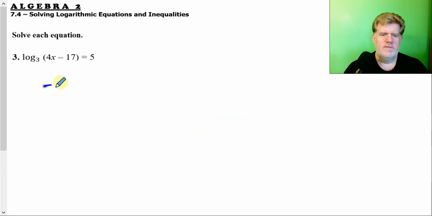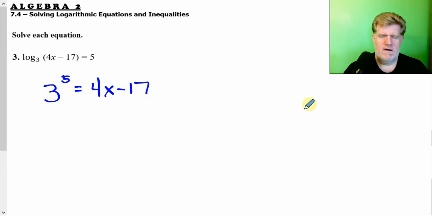All right. Base is 3. Exponent is 5. And it equals that. Now, besides 3 to the 5th power, it's a pretty straightforward equation. What is 3 to the 5th power? Let's see. I'm just going to use my calculator and figure that one out. It's 243. I could have figured that out on my own. Sorry.